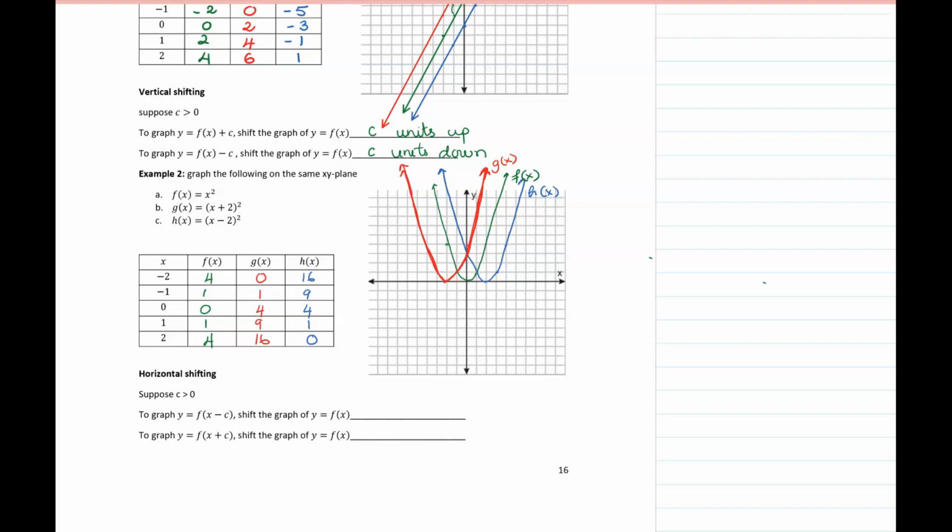So we complete three graphs on the same coordinate plane. Now note that between the graph of f of x and g of x, every point on the graph of f of x is shifted to the left by 2 units to get the graph of g of x. And compare the graph of f of x and h of x. Every point on the graph of f of x is shifted to the right 2 units to get the graph of h of x. So when you add to the variable, you shift the graph to the left, whereas when you subtract, you shift the graph to the right by that many units.